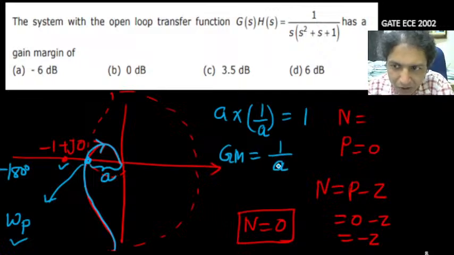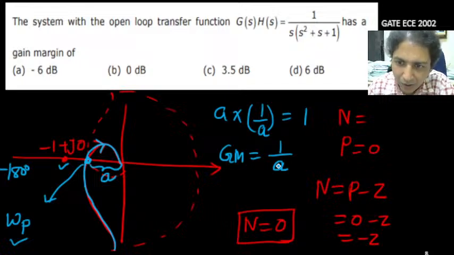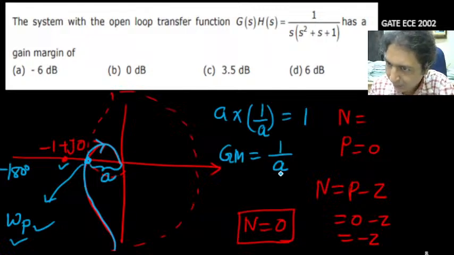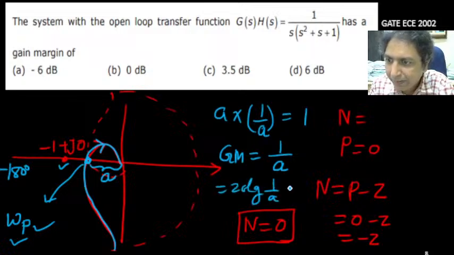So what you will do? First find the phase crossover frequency. How to find it? When the phase becomes 180 degrees, that frequency we need to calculate. That frequency is omega p, the phase crossover frequency. At the phase crossover frequency, what is the gain? That gain is, suppose, A. So the gain margin will be 1 upon A. This is the normal scale, or we can consider 20 log of 1 upon A, that will be in dB scale.